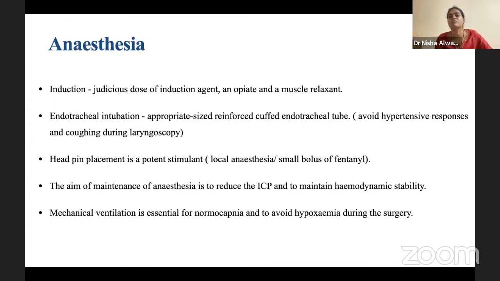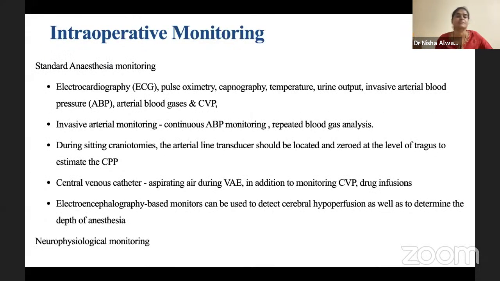And of course, the aim of the maintenance is to reduce ICP, to maintain hemodynamic stability, and to troubleshoot all the intraoperative complications. We have to maintain normocapnia, normoglycemia, normovolemia. These are the goals during neurosurgical patients' surgery.